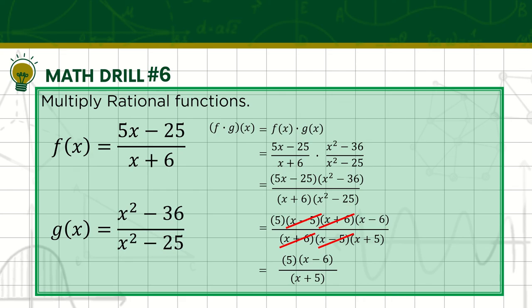And to simplify, let us simplify the numerator, which gives us 5 times x, which is 5x, and 5 times negative 6, which is negative 30, all over x plus 5. So the final answer will be 5x minus 30 all over x plus 5.